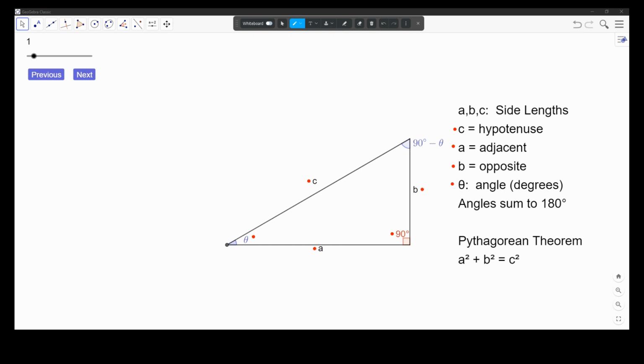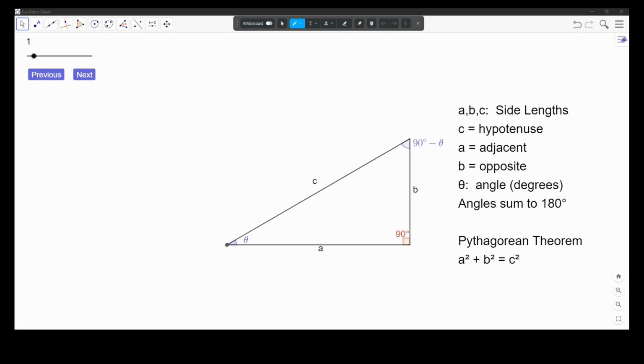Okay, and a property of triangles in the plane is that their angles sum to 180 degrees. So because this is a right triangle, one of the angles is necessarily 90 degrees, and then if I set the value of the angle theta, then the third angle is necessarily going to be 90 degrees minus the angle theta.